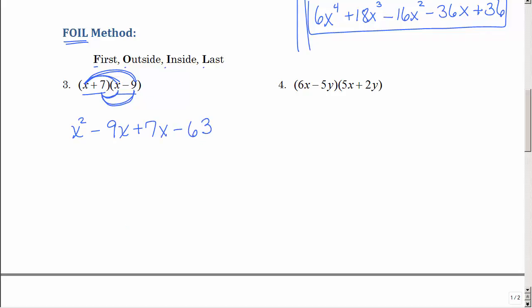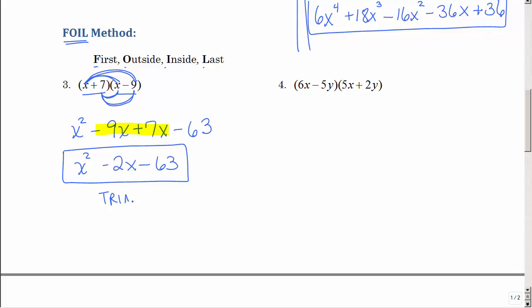Are there any like terms? Yes, there are. We call those the middle terms. They're in the middle. They're usually alike. Sometimes they are not the same. But in this case, we can add them together, and our answer is in standard form. And just to review some vocabulary, we get a trinomial.